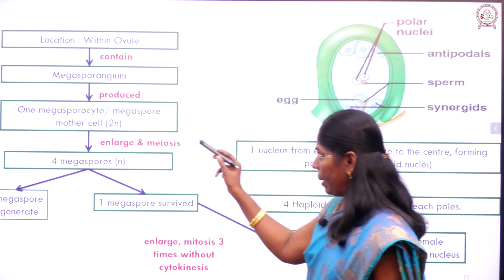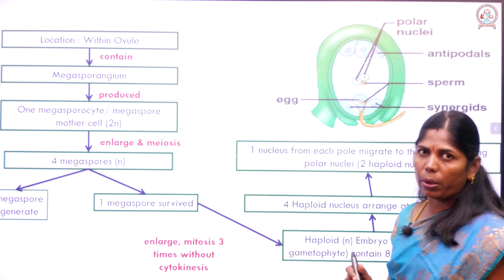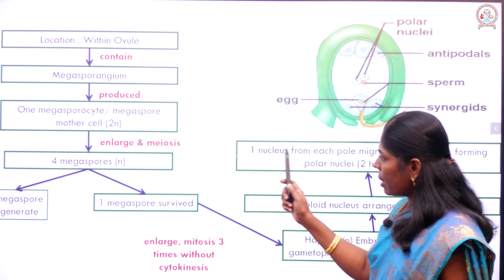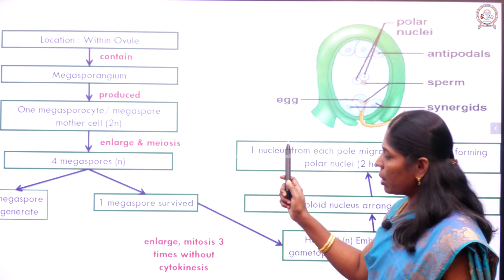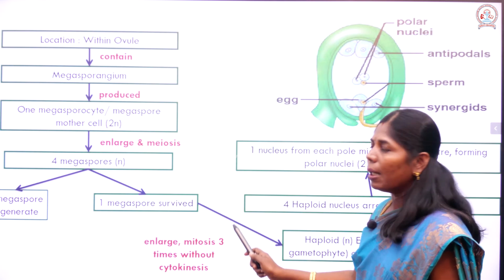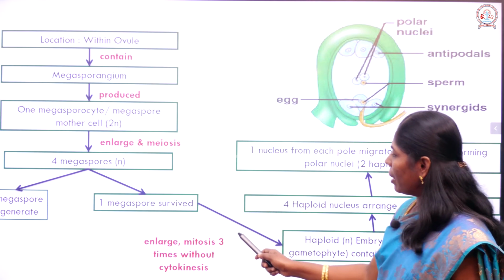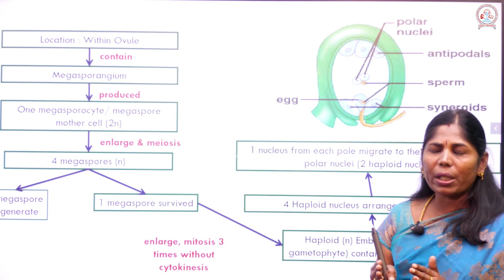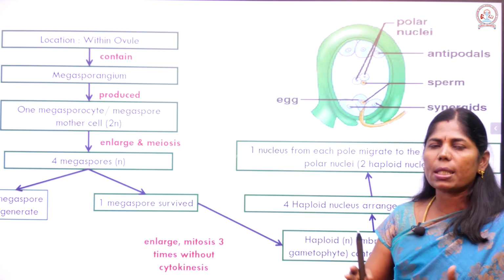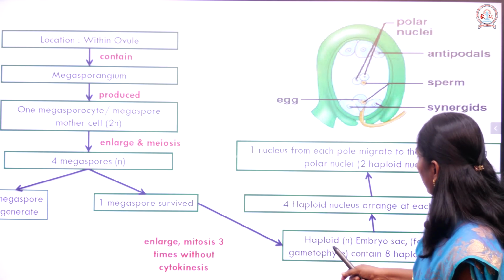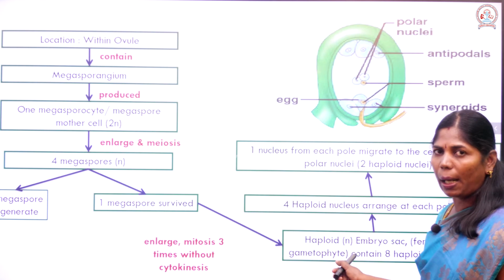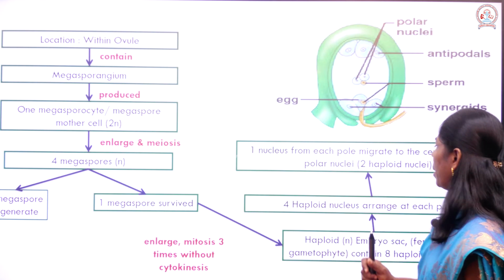அப்ப meiosis எங்க நடக்கு, mitotic எங்க நடக்குன்னு நமக்கு தெரிஞ்சிருக்கணும். ஓகேவா? So meiosis takes place in the megaspore mother cell. Mitotic division takes place in the haploid megaspore. Here mitosis occurs 3 times without cytokinesis, without division of the cytoplasm. As a result, haploid nuclei are formed. How many haploid nuclei are formed? 8 haploid nuclei are formed.